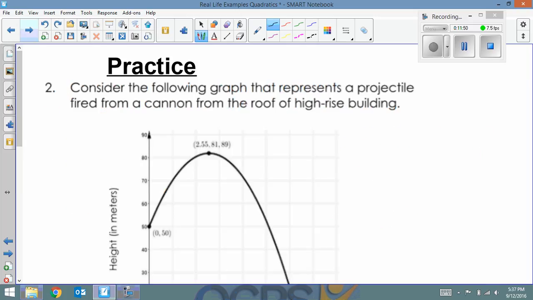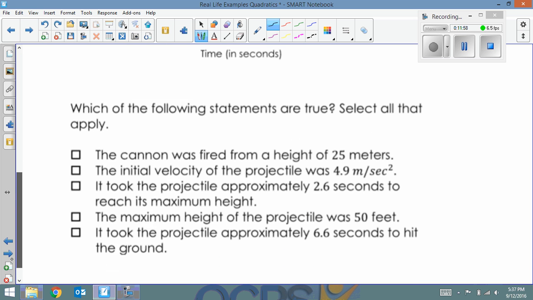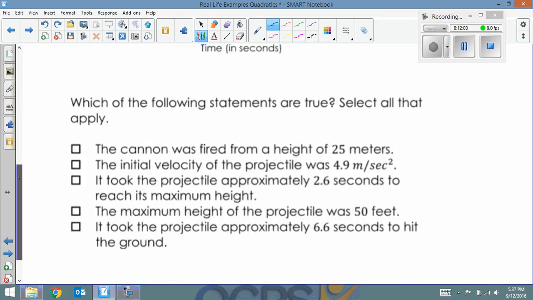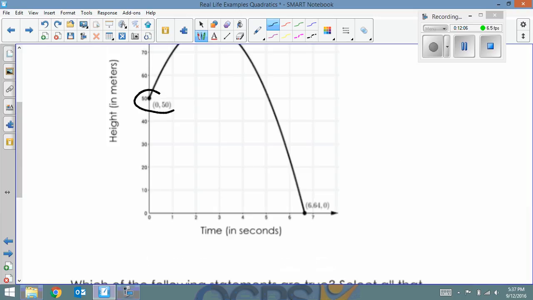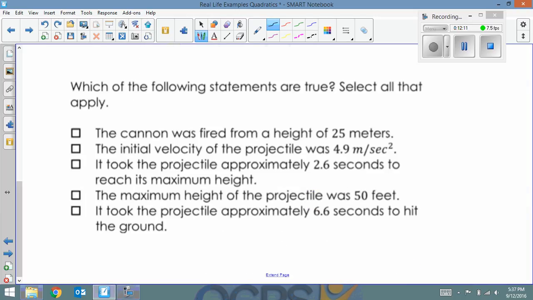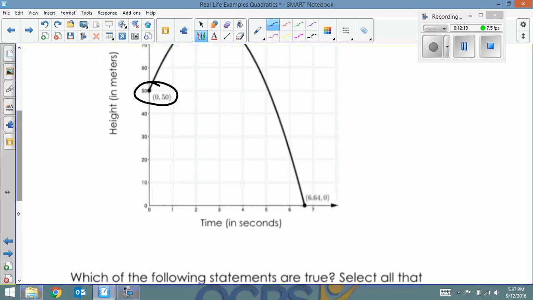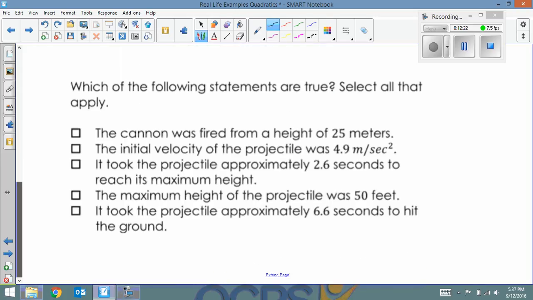Okay, and the last one says, consider the following graph that represents a projectile fired from a cannon from the roof of a high-rise building. Which of the following statements is true? It says the cannon was fired from a height of 25 meters. Well, if we look at our height here, that's 50 meters, so that's not true. It says the initial velocity of the projectile was 4.9 meters per second. We know that is not true because 4.9 meters per second is our gravity that's pulling that down, so that is not the right thing.